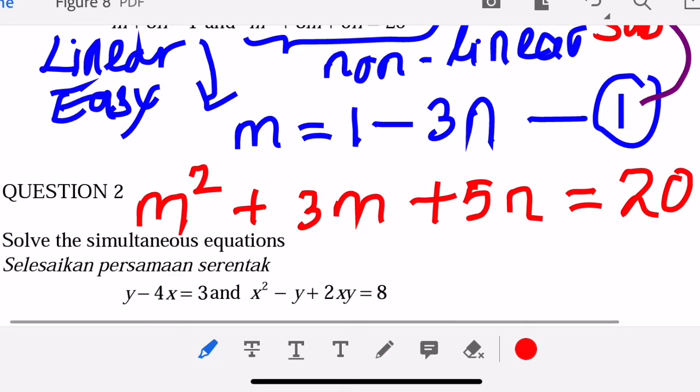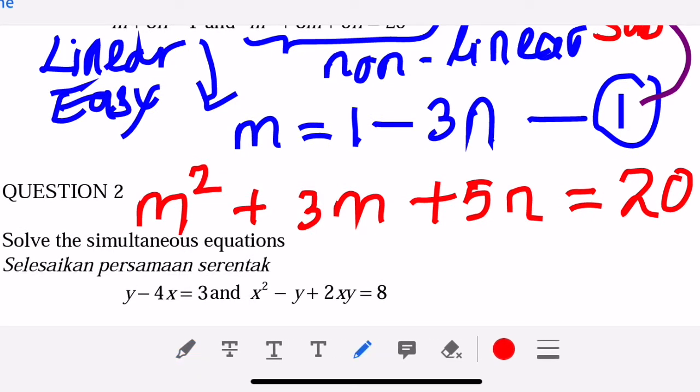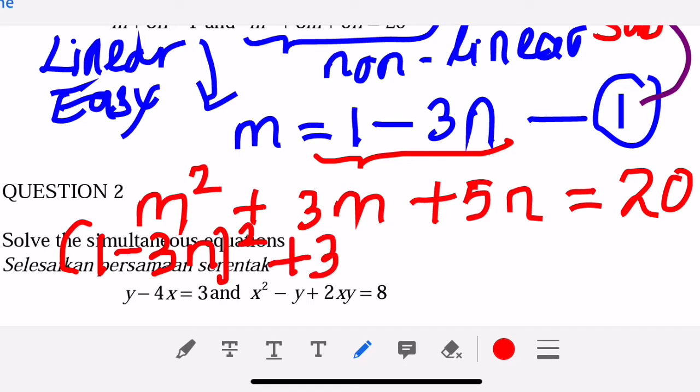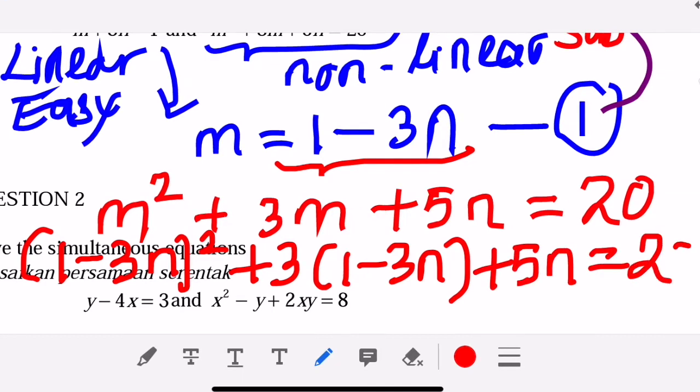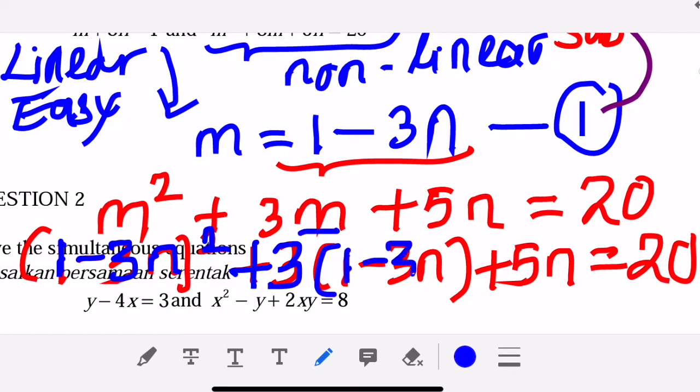Now I'm going to substitute m with 1 minus 3n. When I see m, I will use 1 minus 3n. So I will write (1 minus 3n) squared plus 3. I copy the plus, copy the 3, then when I see m, I substitute it with 1 minus 3n. Understand? Then the rest you just copy. Easy, isn't it? Again, we use substitution. We substitute m with 1 minus 3n. There is a square, the plus is still there, the 3 is still there. When you see m, you sub in 1 minus 3n.